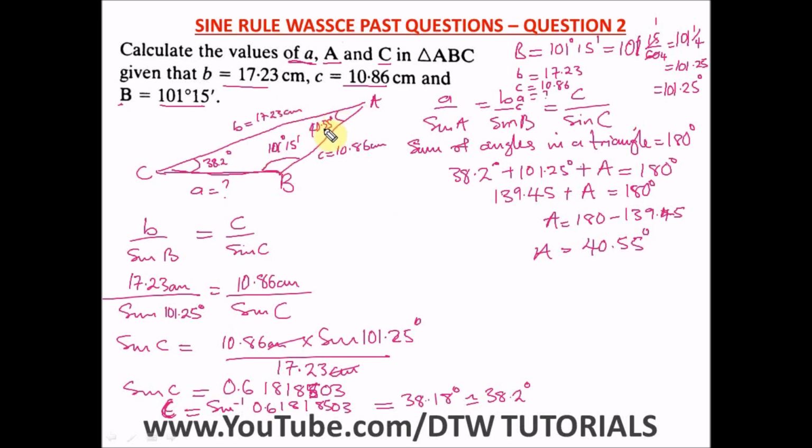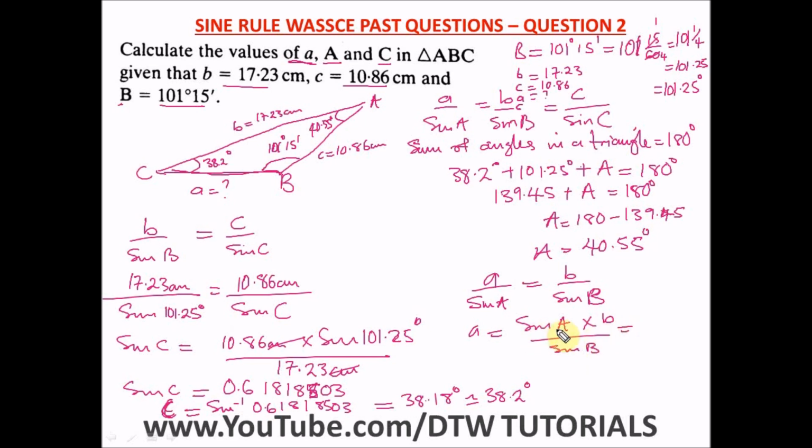So since we now have angle A as 40.55 degrees, it's easy for us to get our side A by using our sine rule. A over sine capital A is equal to, we can either use B or C over sine C, because we have both values. We have our side C, we also have the angle C. Okay, so let's just use B. So we have B over sine capital B. Our A is unknown. Let's make A the subject of the formula here. So we have A is equal to sine capital A times B over sine B.